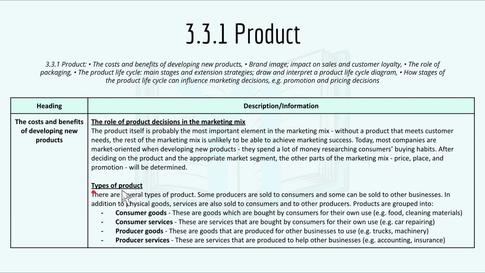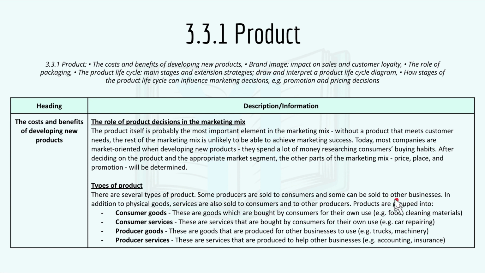And for the types of products, there are several types of products. Some are sold by producers to consumers, and some can be sold to other businesses. And in addition to physical goods, services are also sold to consumers or customers and to other producers.